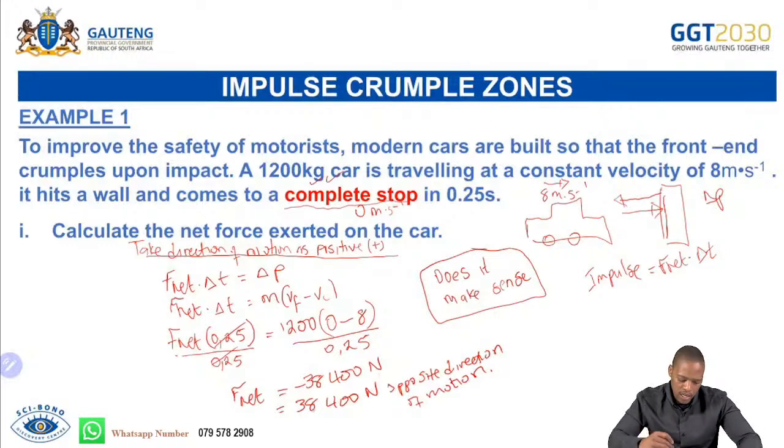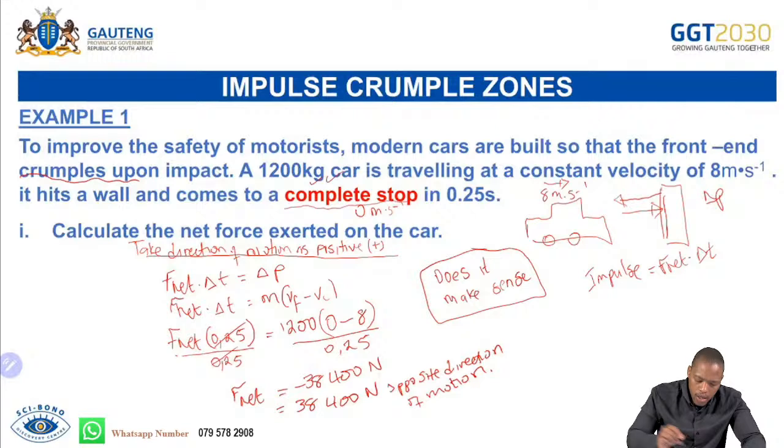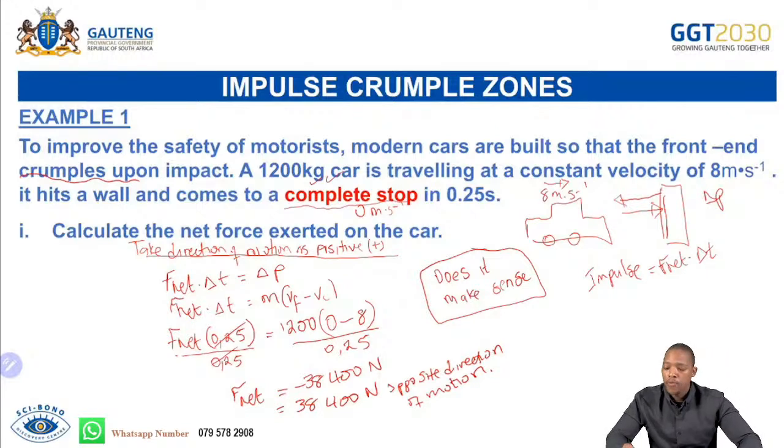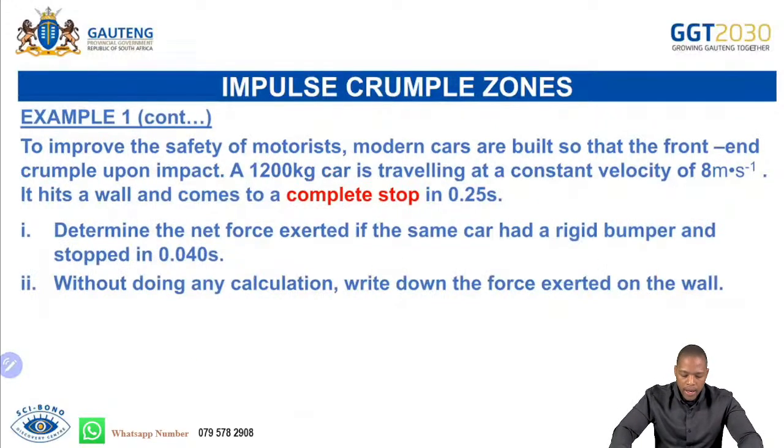But if I had found that the answer was positive, in the direction of motion, then that would not make sense to me, because the car cannot experience a force in the direction where it is exerting a force. It must experience a force in the opposite direction. So we are finding that the force exerted on the car with a crumple zone is 38,400 newtons. Let's now try and find the force exerted on the car without a crumple zone.